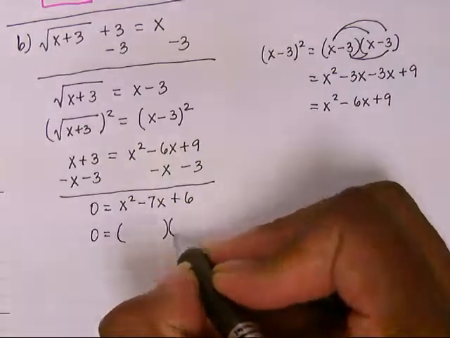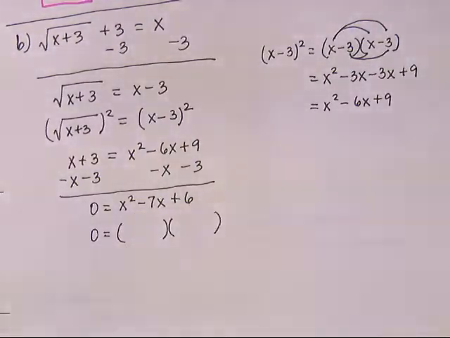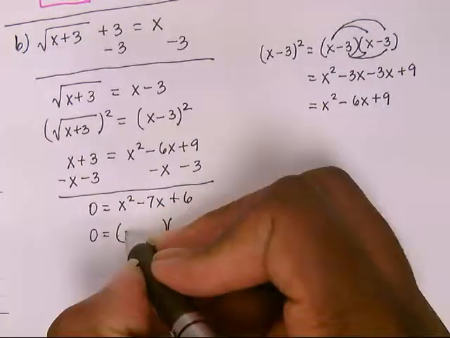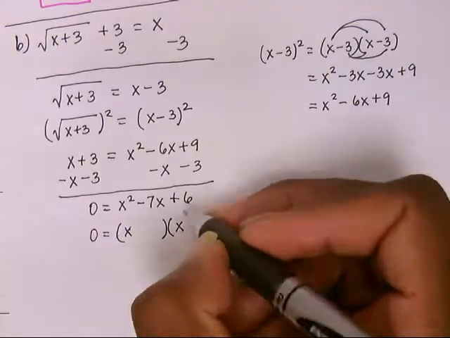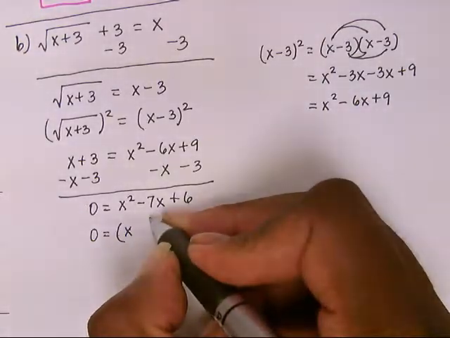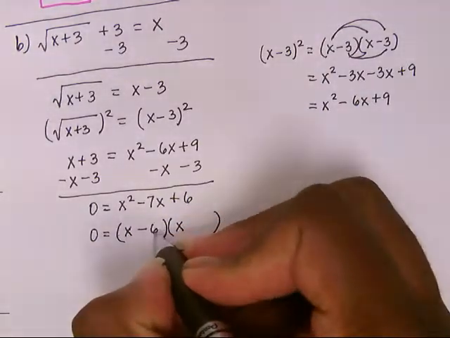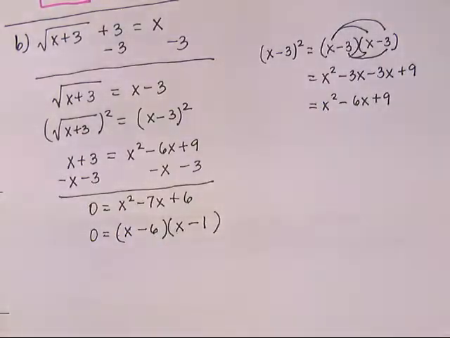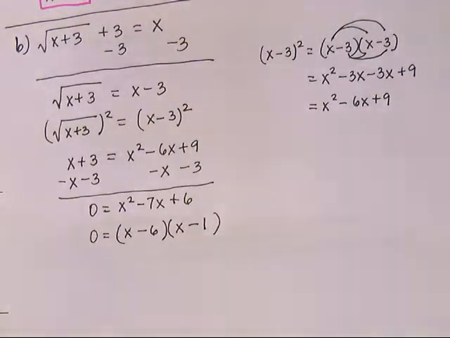And then I'm going to factor that quadratic. Here the x squared will be x and x. And the factors of 6, that's going to give me a minus 7x, will have to be minus 6 and minus 1. Has to be. So we got x minus 6 times x minus 1 equal to 0.